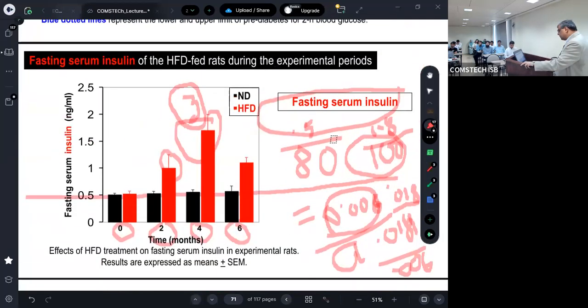Okay, so this insulin, how to measure insulin? What is the method we are using? ELISA kit. ELISA kit is very sensitive. So before purchasing the ELISA kit, these are tips and tricks.